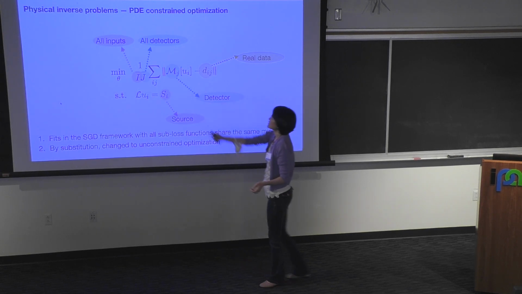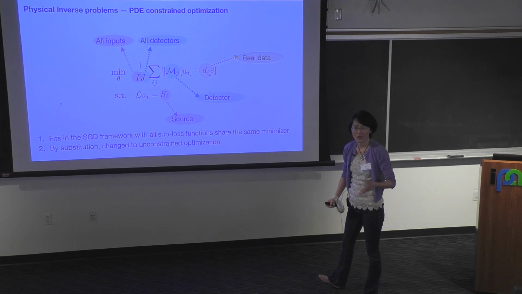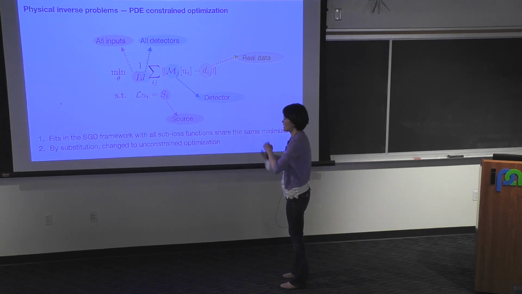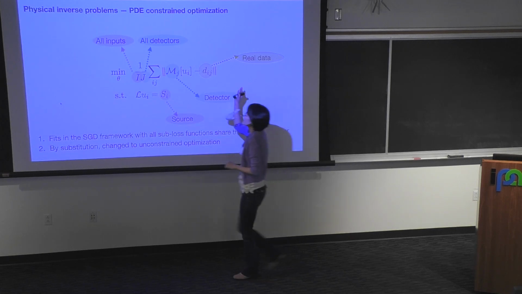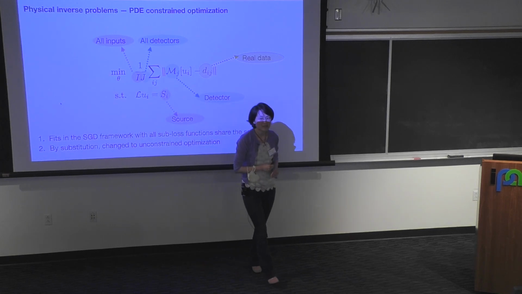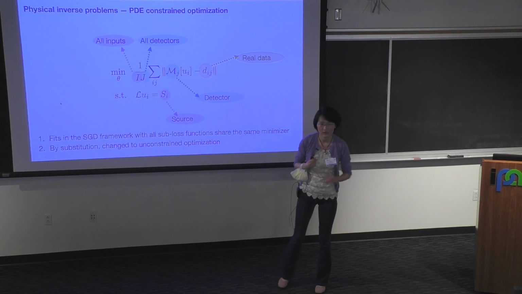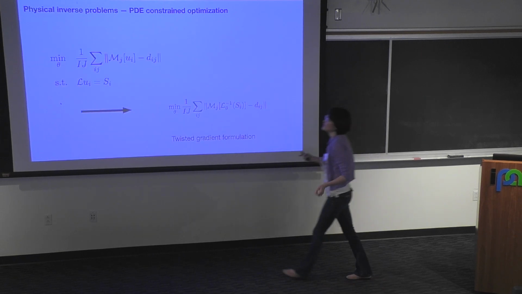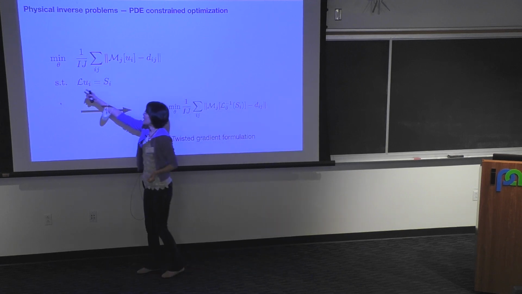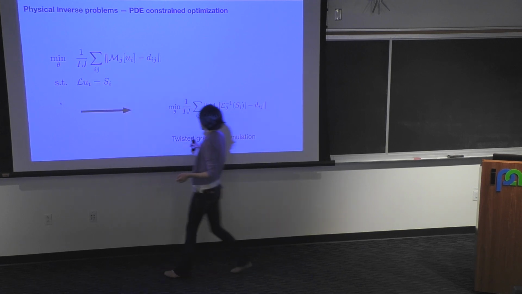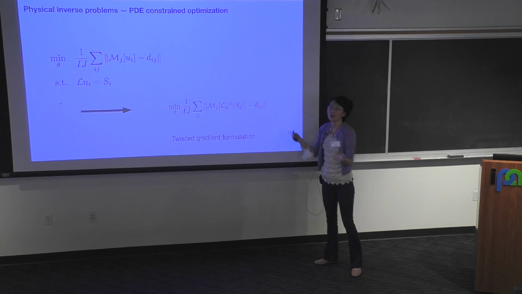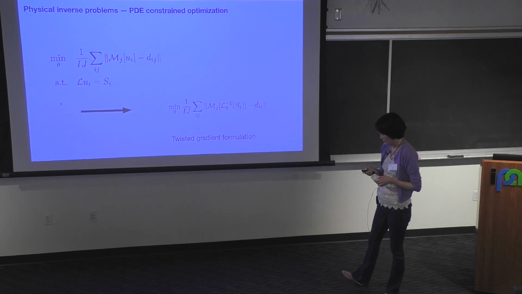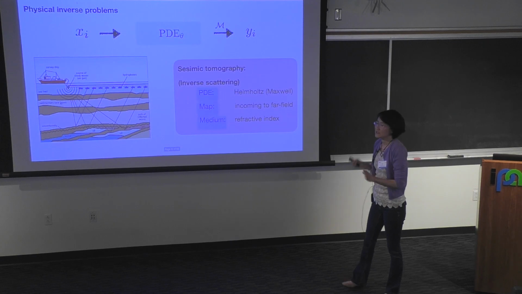So naturally, this PDE constrained optimization falls into the formulation that stochastic gradient descent is very powerful at, because it's a summation of a lot of sub-loss functions, and all the sub-loss functions share the minimizer. Or you can invert this PDE operator directly over here and insert it back. This is unconstrained optimization, but it has a twisted gradient formulation. But nevertheless, this is the inverse problem.